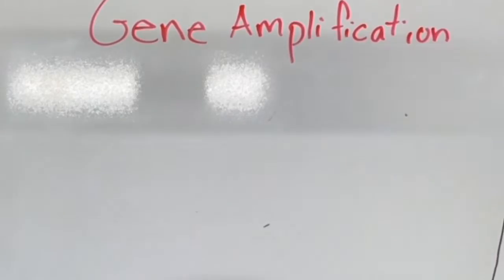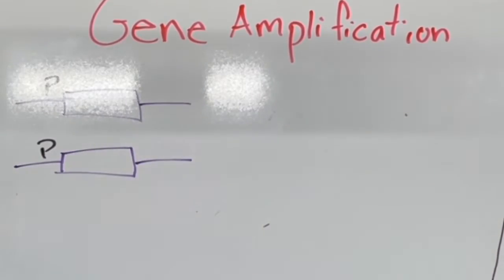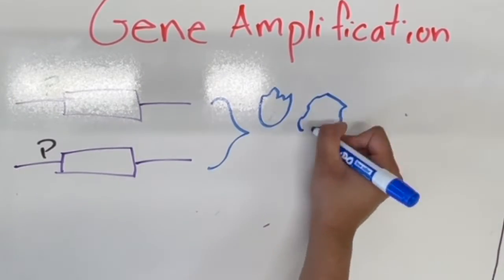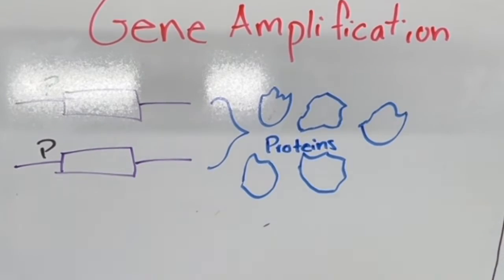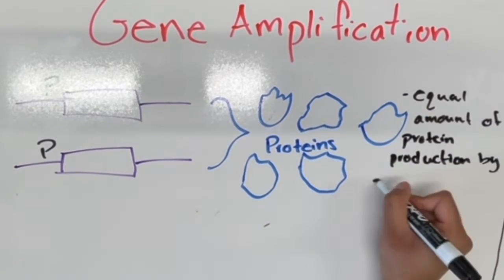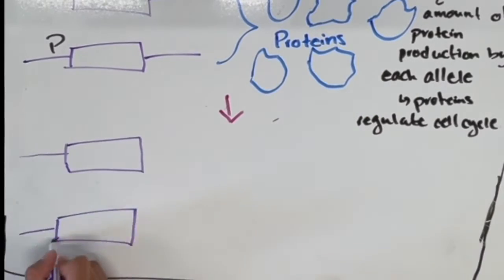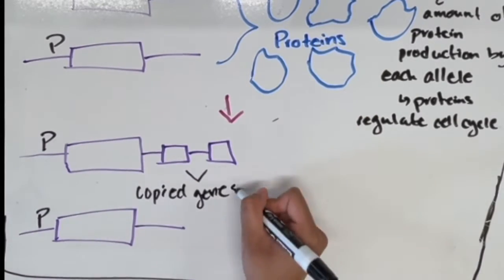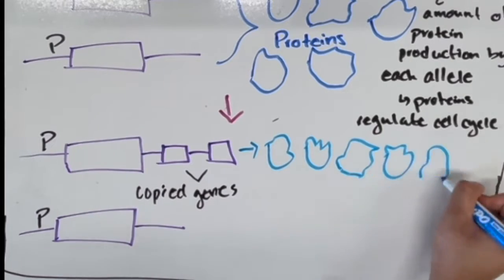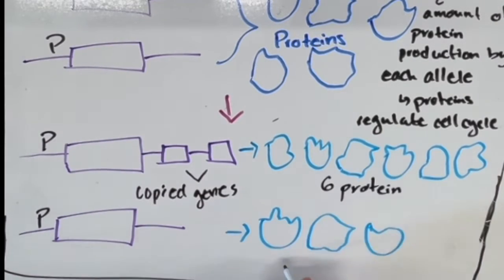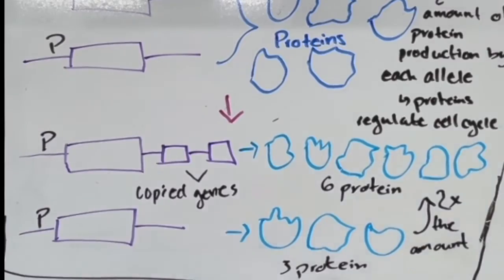The first method we'll look at is gene amplification. So for gene amplification, we start off with two proto-oncogenes. Each proto-oncogene produces an equal amount of protein molecules, which will then go on to help regulate the cell cycle. However, if a gene gets copied multiple times on the proto-oncogene, then that proto-oncogene will produce more protein than the other one. For example, the top one produces twice as much protein as the bottom one. Therefore, the excess protein production will cause the cell cycle to continuously take place.